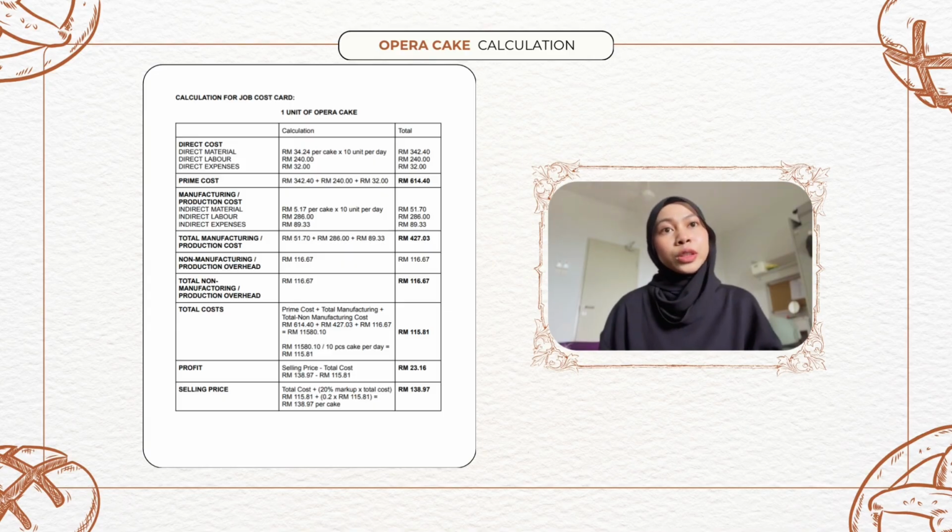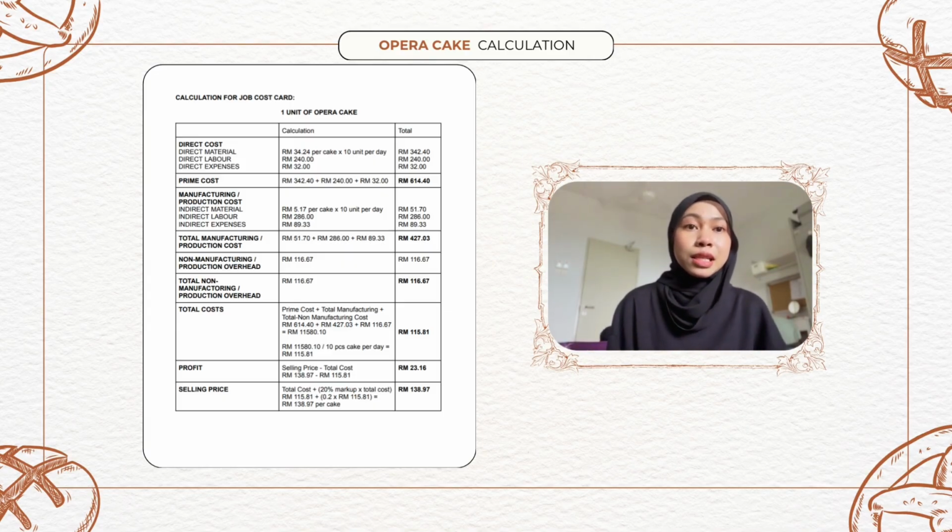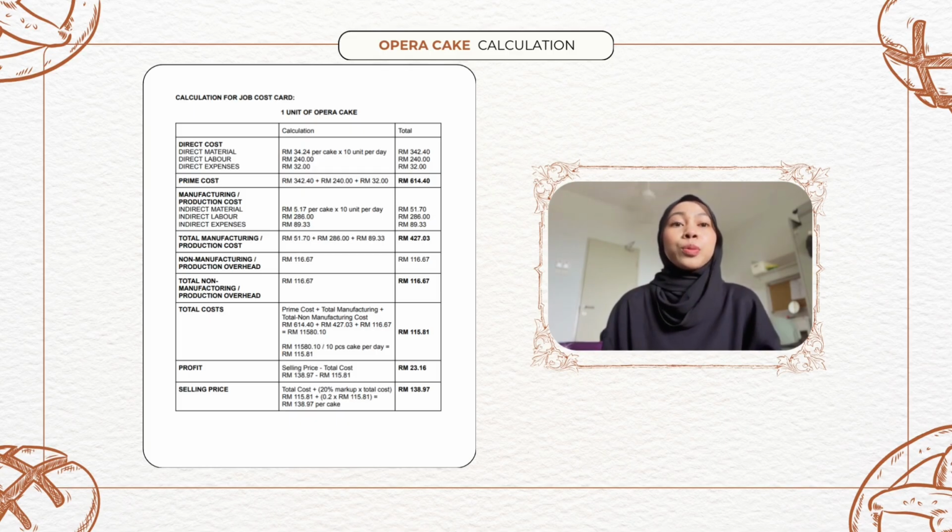So as usual, we produce 10 cakes per day. So we multiply by 10, and we get 342.40. Direct labor we got 240, while the direct expenses we got 32 ringgit. So the total prime cost after we total up the direct costs is 614.40.